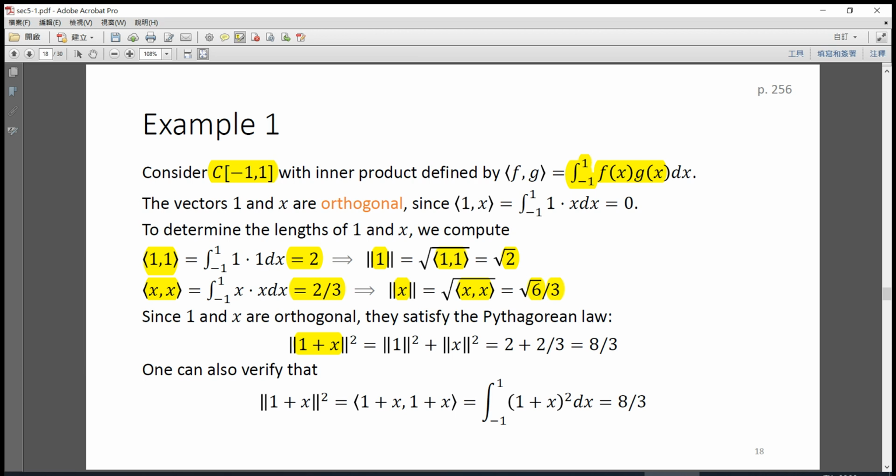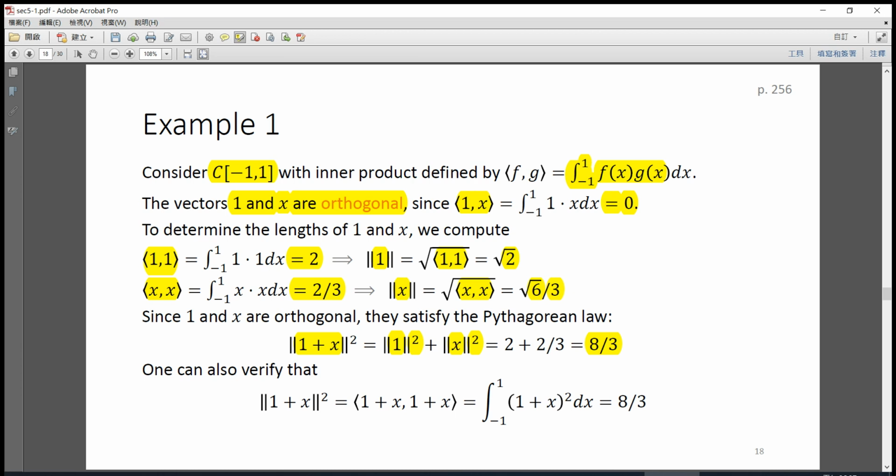We know that 1 and x are orthogonal because the inner product of 1 and x equals 0. Then we can use the Pythagorean theorem to compute the norm of 1 plus x. The square of the norm of 1 plus x equals the square of the norm of 1 plus the square of the norm of x. And after some computation, we obtain that the square of the norm of 1 plus x equals 8/3.